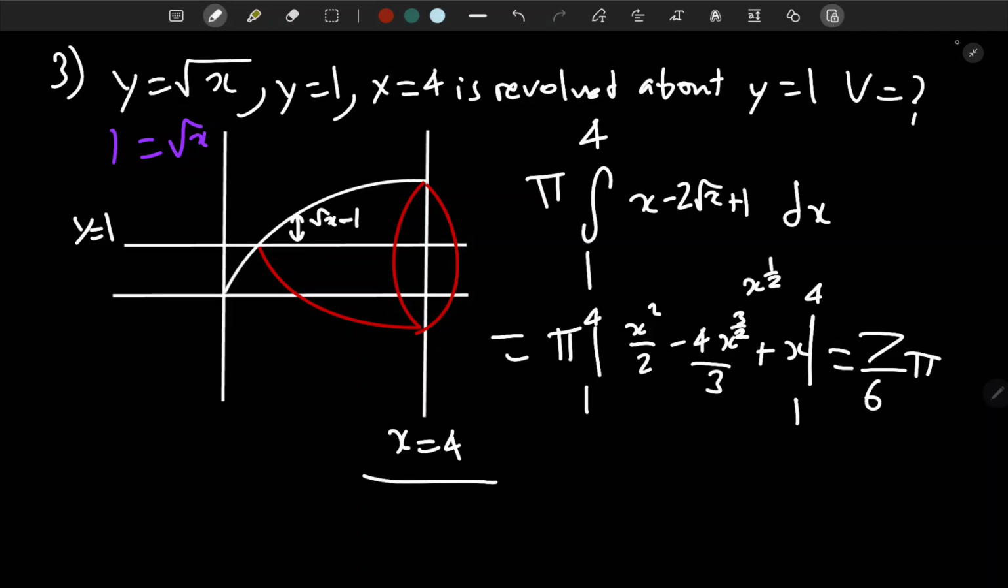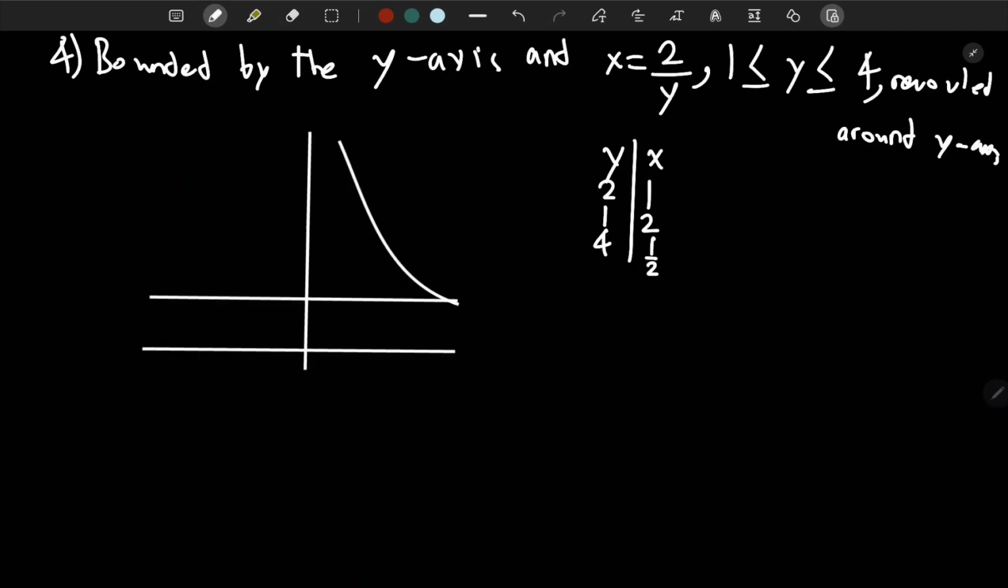And yeah, so our next question is a bit different as we are rotating against the y-axis this time. So be very careful to read the question carefully. We are bounded by the y-axis, I mean to say, and the line x is equal to 2 over y. So we have the equation in terms of x, so that's good. We don't need to do that ourselves. And we know that it's bounded by 1 and 4.